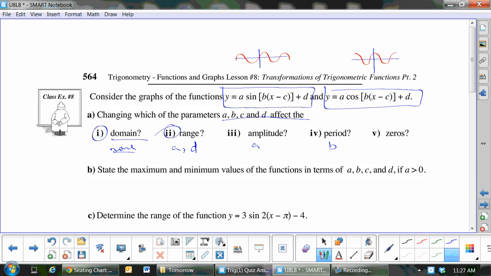Okay, which one of these affects the zeros? Does A? If I go like this, does it affect the zeros? How about B? If I take it and I stretch it like this, does it affect the zeros? Yeah, so B does. How about C? I move it one to the left, yeah, it affects it. How about D? Would D change it?